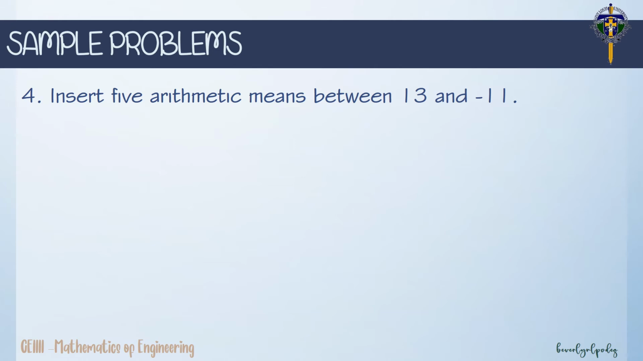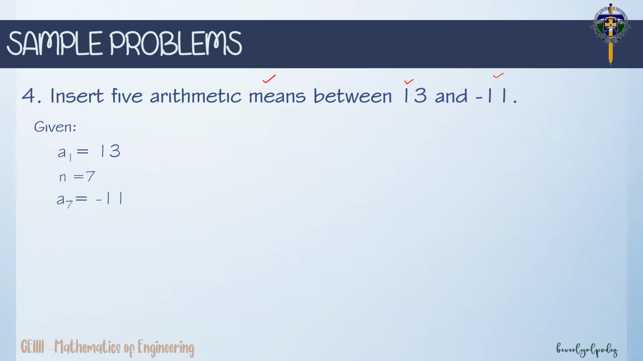Next problem. Insert 5 arithmetic means between 13 and negative 11. So we have here the given. First given, the first term, is 13. And at the same time, we can identify that n is equal to 7. We are certain that the number of terms is 7, because it says there are 5 arithmetic means plus the two extreme values 13 and negative 11. Therefore, n is equal to 7.